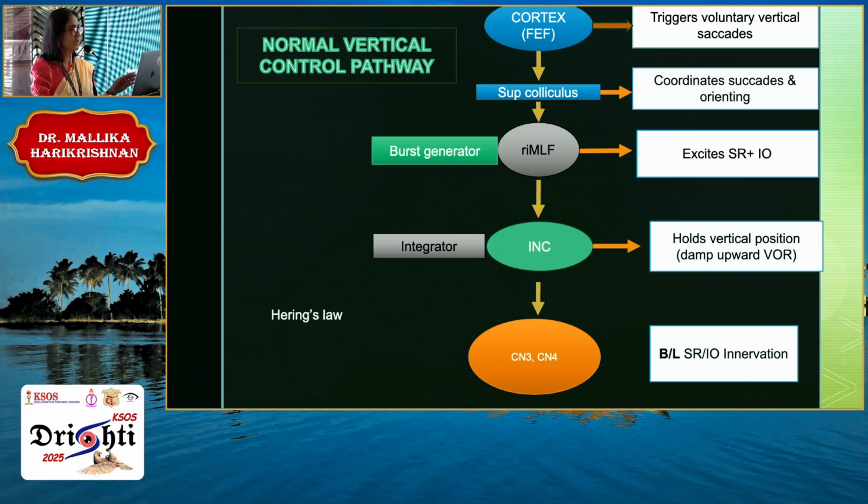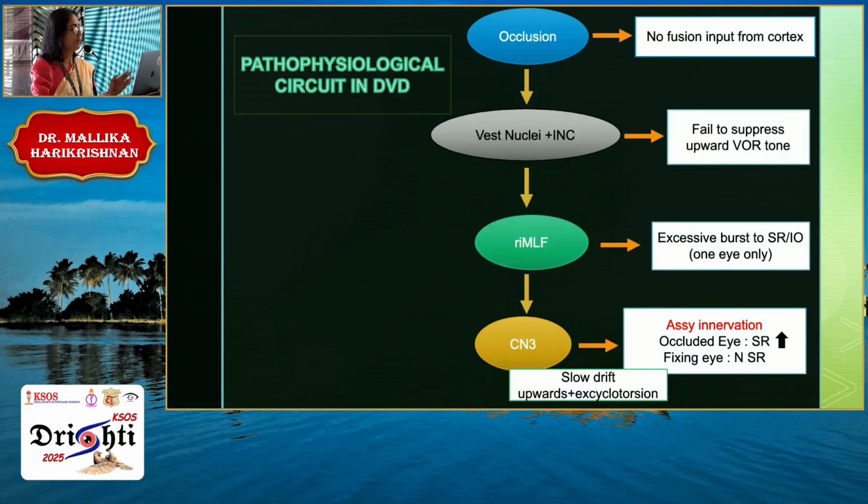So altogether it happens as a conjugate movement in both eyes, so it obeys Hering's law. And what happens in DVD? Suppose there is no fusion input from the cortex. Suppose we are occluding one eye or there is some sensory inattention.